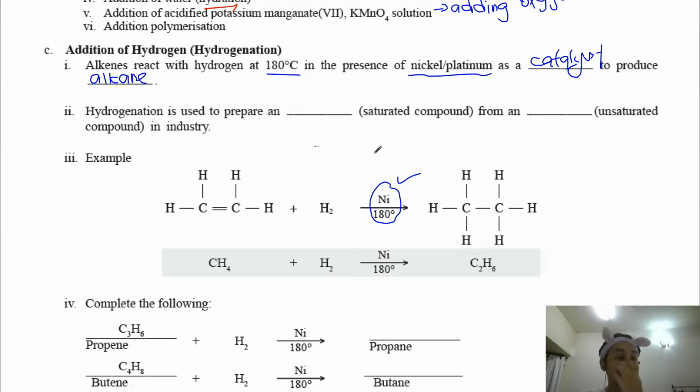Technically, you can convert a margarine and butter by using hydrogenation. Okay, but that one later on we will focus more when you go into the application. Right? So hydrogenation is used to prepare an alkane, okay, remember it's saturated, from unsaturated alkene. Okay, so this is the example.